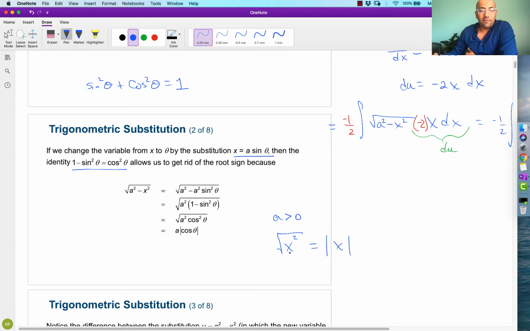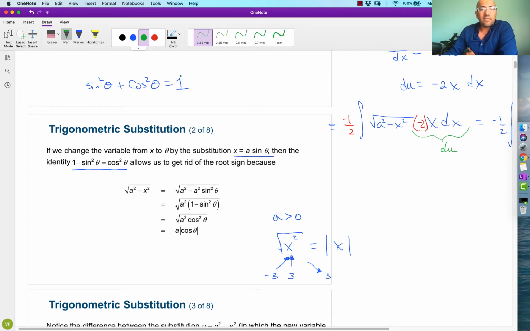Think about it. If we input a positive 3 and we square it, we get 9. We square root it, and the output is going to be a positive 3. And if we input a negative 3 in there, and then we square it, we get positive 9, and then we square root it, that's going to bring us right back to positive 3, right? So whether it's positive 3 or negative 3 at the input, the output is always positive 3.